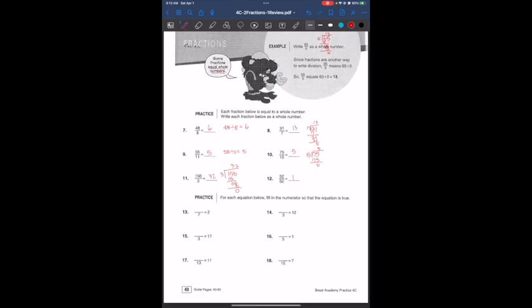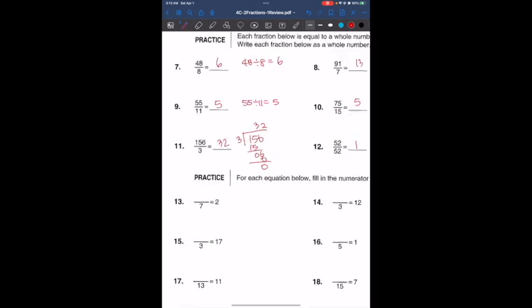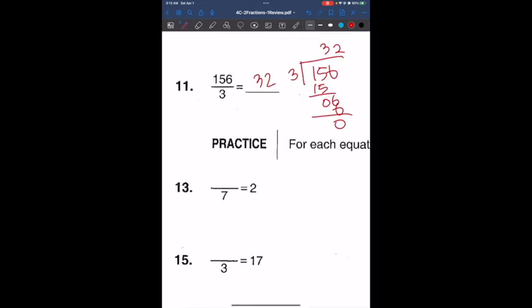Now it says, for each equation below, fill in the numerator so that the equation is true. Now, so we have a number and we divided it by 7 to give us 2. And so that means that 7 times 2 is going to be this number. So this number is going to be 14. Now to double check, 14 divided by 7 is going to be 2.